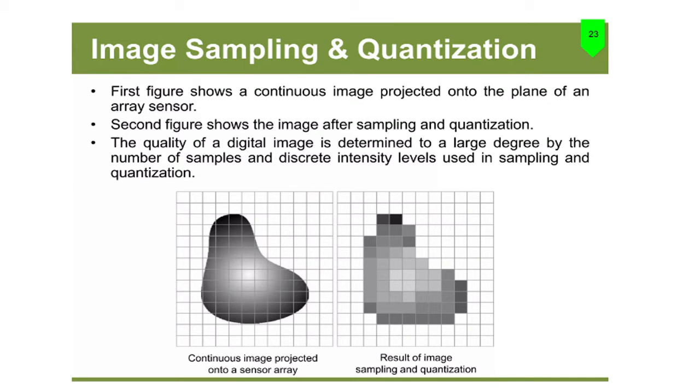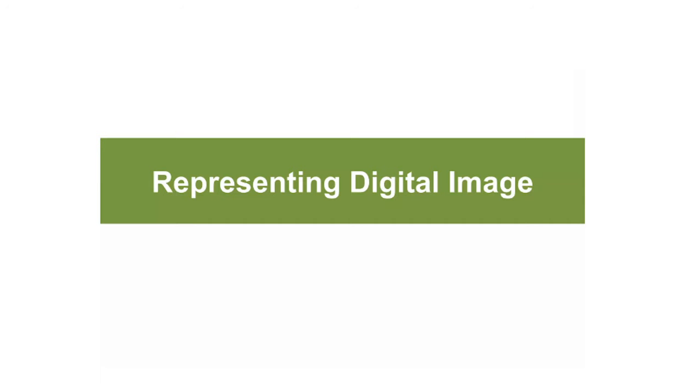Okay, the first figure, we know, is a continuous image projected onto the plane of an array sensor. What is this second figure? It shows the image after sampling and quantization. So far we have discussed what sampling is and what quantization is. After these two processes, the image becomes like this. The quality of a digital image is determined to a large degree by the number of samples and the discrete intensity levels used in sampling and quantization. So if you see here, both the images are not the same. Why is it so? Because of the levels used in sampling and the levels used in quantization. If we have more levels, then we have a more accurate image. That is, the digital image will be closer to the continuous image. So that's the process of sampling and quantization.